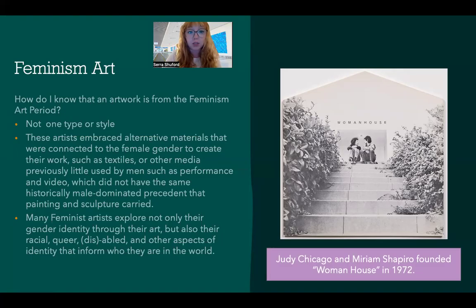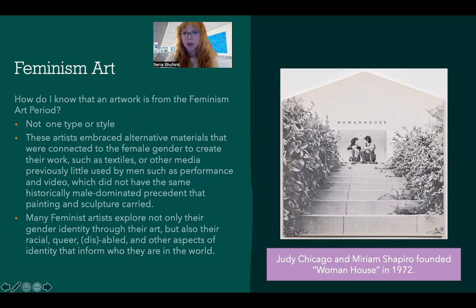These artists embraced alternative materials that were connected to the female gender to create their work, such as textiles or other media previously little used by men, such as performance art and video art, where they did not have the same historically male dominated history that painting and sculpture carried. Many feminist artists explore not only their gender identity through their art, but also their racial, queer, disabled, and other aspects of identity that inform who they are in the world.